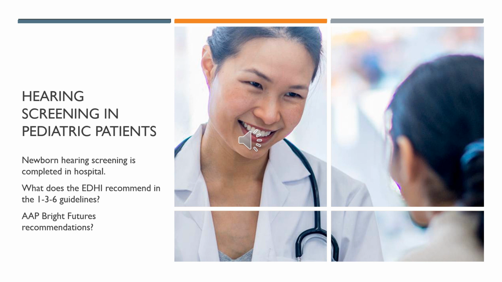So hearing screen in pediatric patients is usually completed in the hospital right after they're born. And then after that, the American Academy of Pediatrics Early Hearing Detection and Intervention recommend a 1-3-6 guideline, which includes hearing screening completed by 1 month of age, diagnosis of any hearing loss by 3 months of age, hearing aid selection and fitting within 1 month of confirmation of hearing loss, and entry into an early intervention service by 6 months of age.